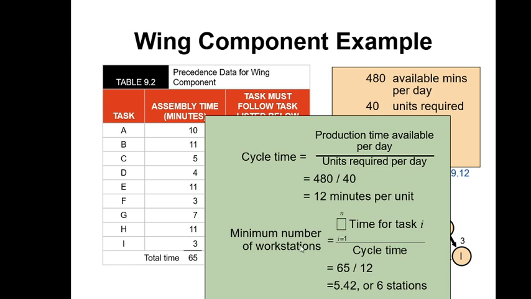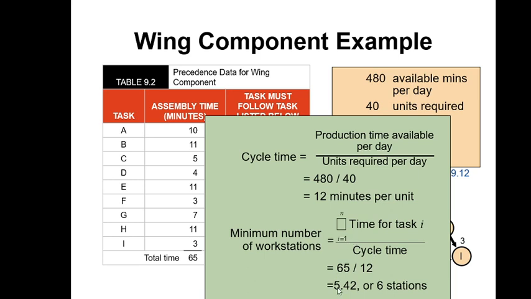Now, a minimum number of workstations. Okay, now the question is, طب how many, I know already the cycle time, طب how many workstations do I need in order to assemble my component in this company? Now, the minimum number of workstations is always equal to the sum of task times, and we can see here the sum of task times is 65 minutes divided by the cycle time. لأنه كل واحد منهم مش مسموح له يضل أكثر من 12 minutes.